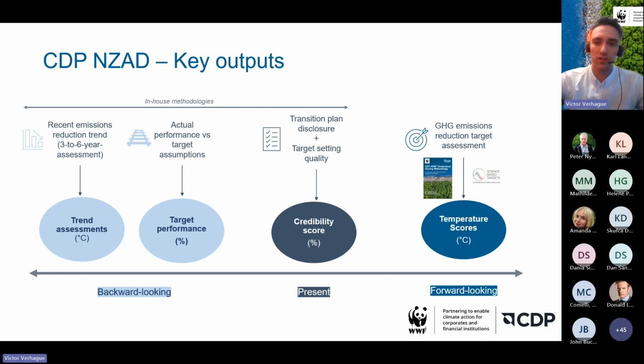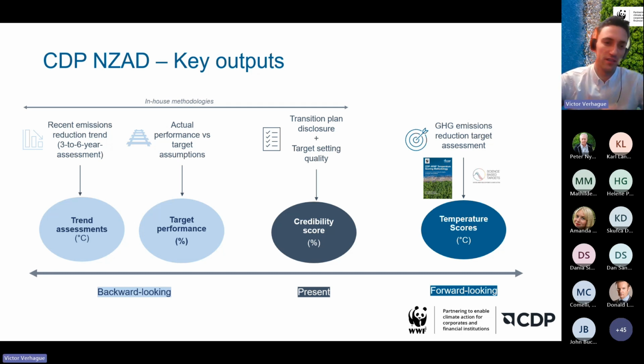The second backward-looking metric is a target performance score, and it takes a slightly different approach. Instead of focusing on trends, we measure a company's actual emissions performance against the assumptions underlying its targets. So regardless of ambition, this metric determines whether a company is currently on track to meet its scored target, whether it is lagging behind or exceeding expectations. Essentially, it compares the progress required by the target at a given point in time with the company's actual progress.